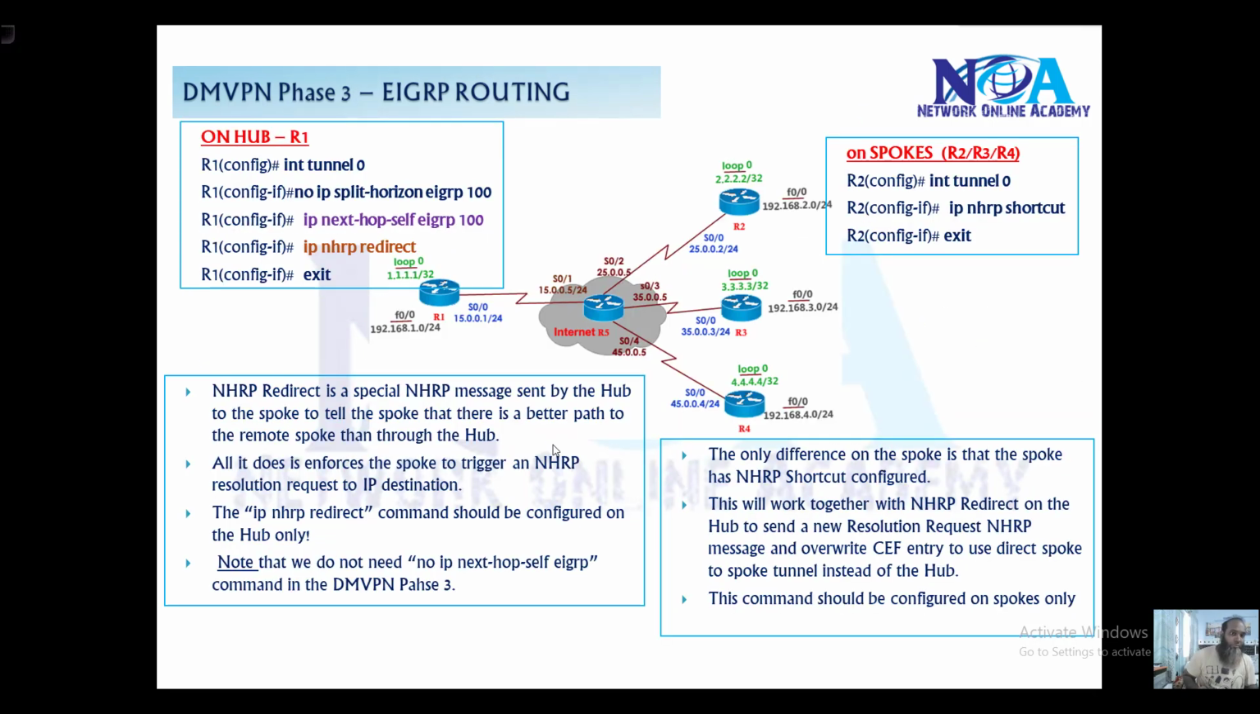So next thing, when it comes to routing, let's start with the EIGRP routing. If you are implementing phase 3 with EIGRP, so basically with EIGRP we'll be adding these two commands. Any protocol, we generally add these two commands.